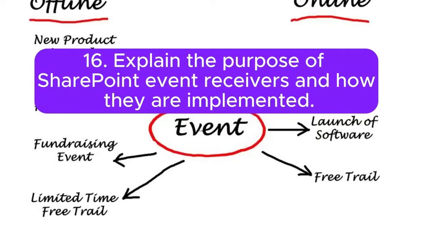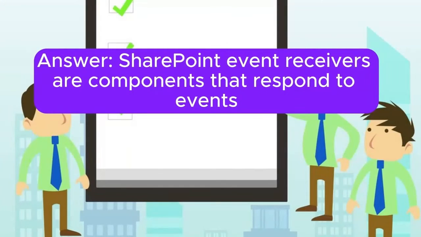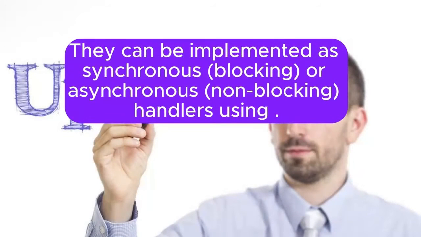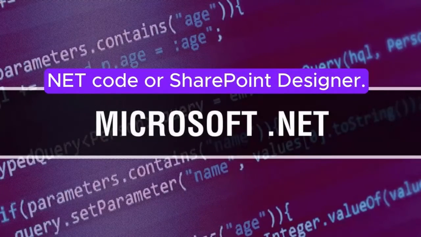16. Explain the purpose of SharePoint event receivers and how they are implemented. Answer: SharePoint event receivers are components that respond to events triggered within SharePoint, such as item added, item updated, or item deleted. They can be implemented as synchronous blocking or asynchronous non-blocking handlers using .NET code or SharePoint Designer.